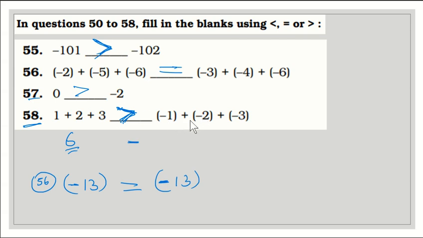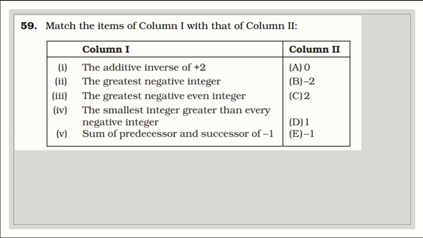For your clarity here, the sum of these three negative integers is minus 6. So plus 6 is greater than minus 6. Now coming to the next question, number 59. See children, question number 59 is of the match the following type.